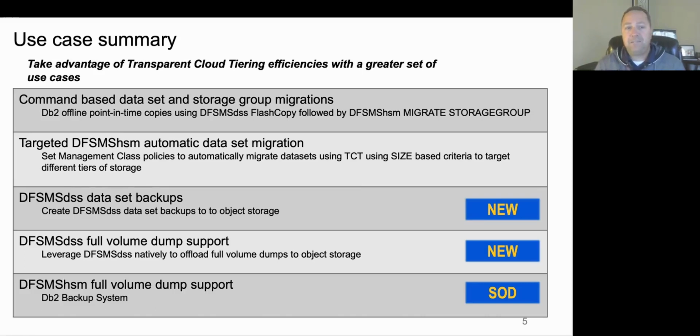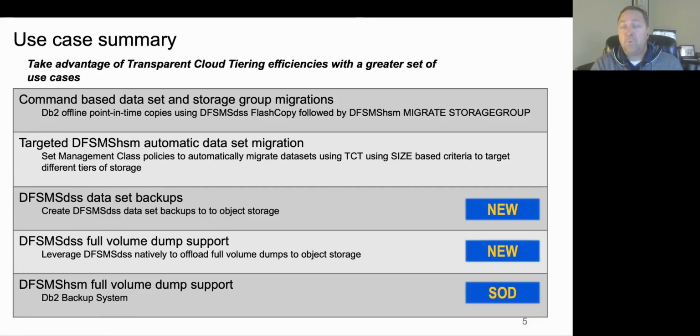The next use case is using, instead of HSM, another product within IBM DFSMS called DSS, or Data Set Services. I call this a new use case because I think the TCT multi-cloud support that Emmanuel is going to talk about really opens up the use case for dataset backups.